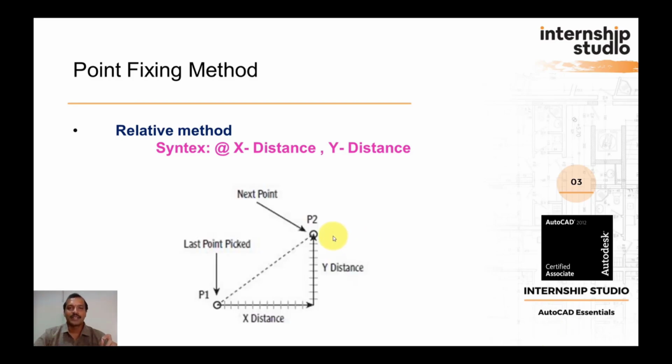Now, this picture will give a clear idea about the relative method. We are going to fix point number 2. Already we have point number 1, so the new point is point 2. What is the distance of point 2 from point 1? This picture shows, from P1 to P2, what is the x distance and what is the y distance? If you specify that, you will get the new point. This is called the relative method.